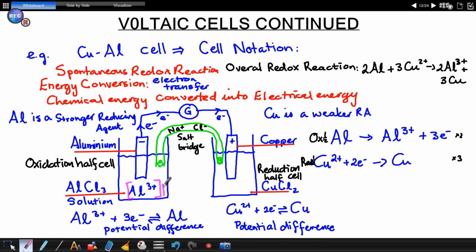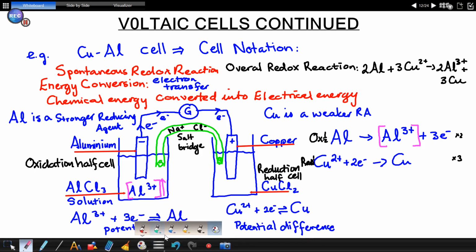So what is happening to the concentration of the positive charge in the oxidation half cell? Let me explain again why the concentration is increasing. It's forming aluminium ions. During the oxidation half reaction, aluminium ions are formed. So the concentration of the aluminium ions will increase. In this solution, the second solution right now. This one.